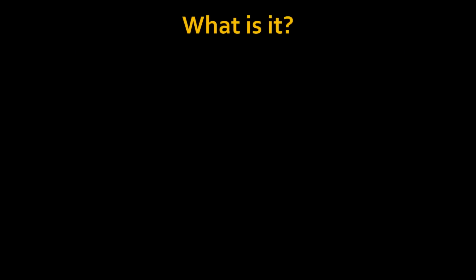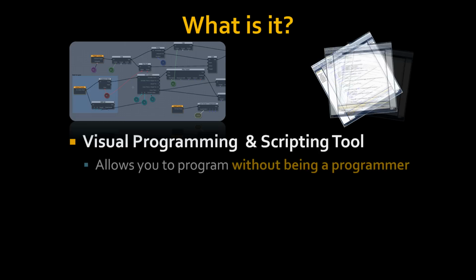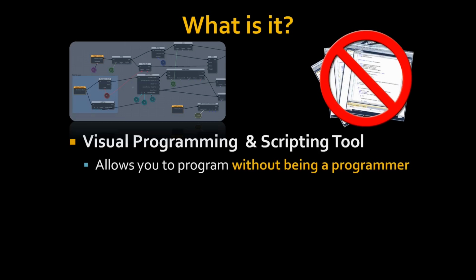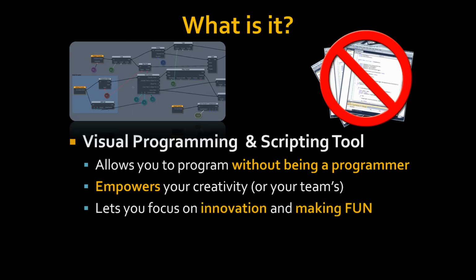Before we dive into uScript, I wanted to briefly explain what uScript is and why you might find it interesting and want to give it a look. uScript is a visual scripting tool for Unity. It allows you to program the game engine without needing to be a programmer and write code. It empowers you and your team's ability to be creative without getting bogged down in the grind of setting up gameplay, and it lets you focus on being innovative and finding the fun.